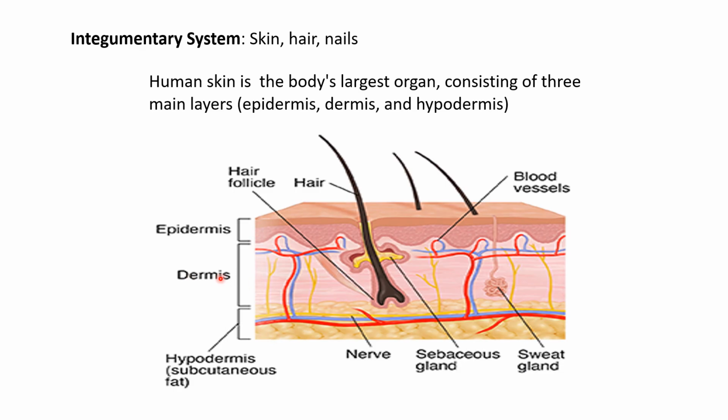Then the middle one, we have the dermis, which has most of the structures within the skin. And then the bottom one, which is the hypodermis, also known as subcutaneous fat tissue, because it consists of the fatty tissue.